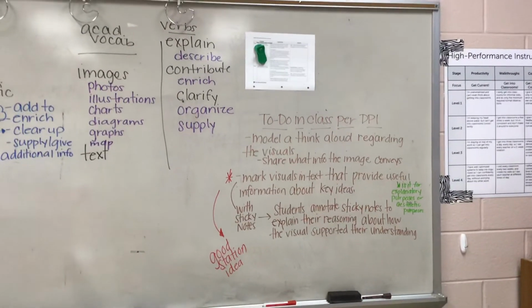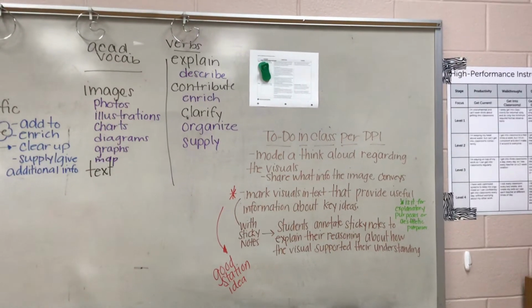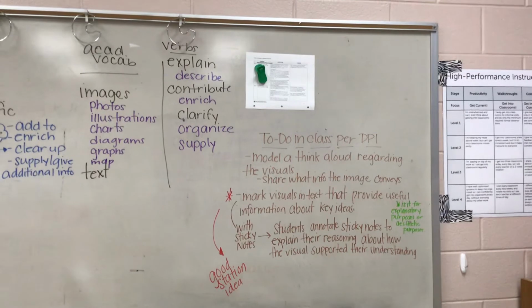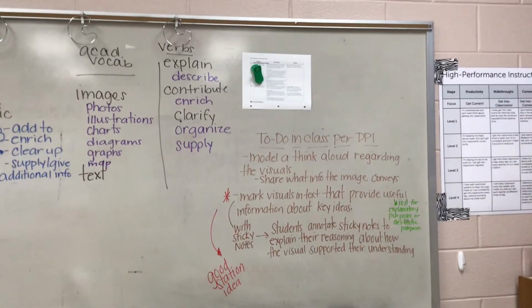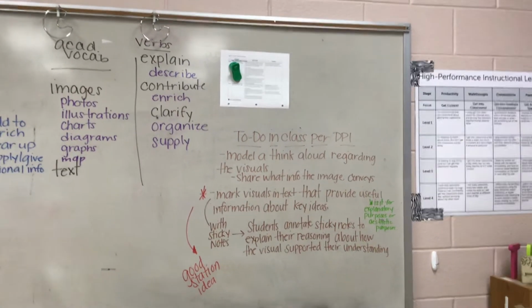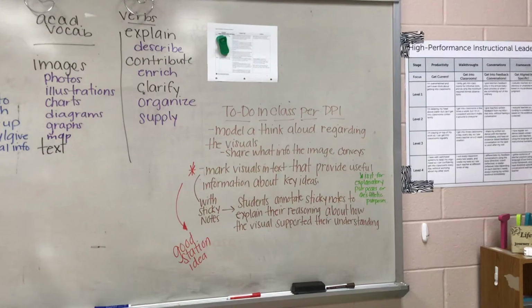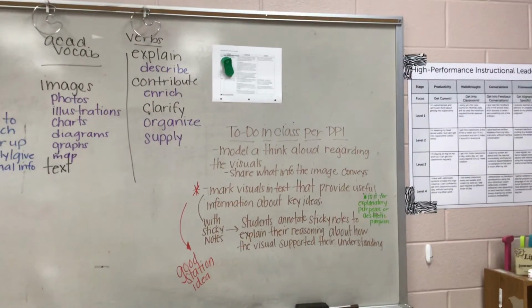So they mark the visuals in a text with a sticky note, but the visuals that are being marked are ones that are specifically useful information about the key ideas. So they're not marking every visual, they're just marking the ones that are useful. In green over there to the side, it says, is it for explanatory purposes or aesthetic purposes? That part comes from the third grade clarification document.